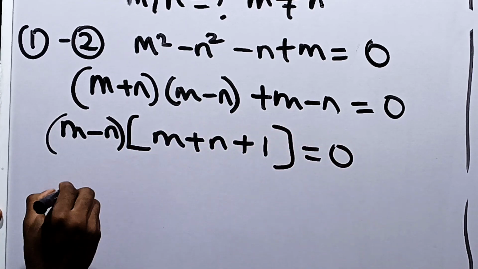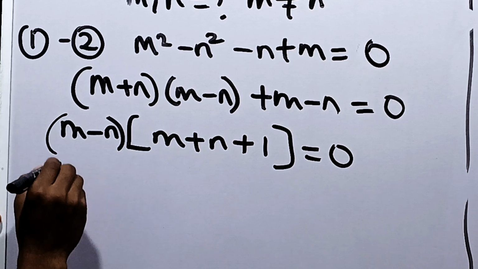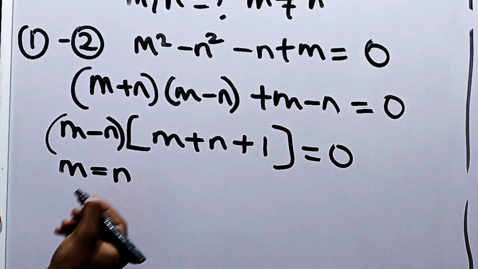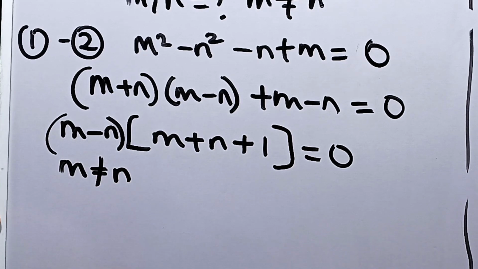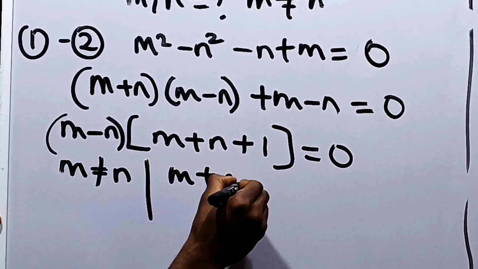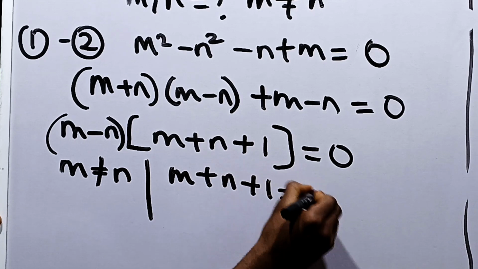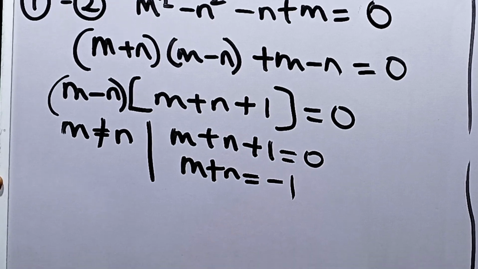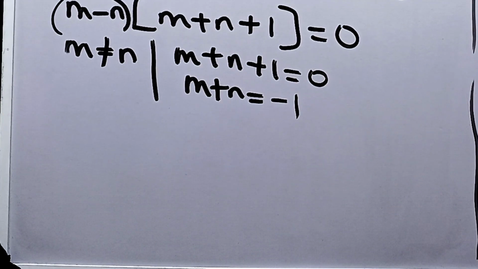is equal to 0. Alright? Now from here we have that either m minus n is equal to 0, implying that m is equal to n, but m is not equal to n, so that is rejected. For this second part, we say that m plus n plus 1 is equal to 0. So we have that m plus n is equal to negative 1. Alright? Now, let's now add the two equations and see what we get.